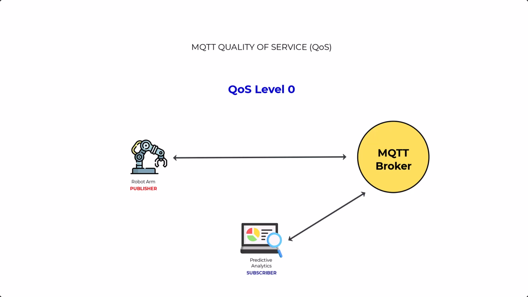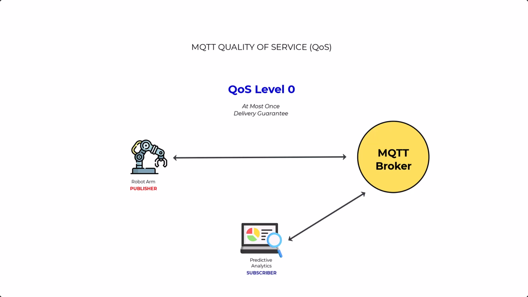QoS 0 is the lowest quality of service in MQTT. When an MQTT client publishes a message with QoS 0, it is guaranteed that the message will be delivered at most once. This means the client will not receive nor expect any delivery acknowledgement from the server. If the message fails to reach the broker on the first attempt, the client will not retransmit it. This approach is commonly known as fire and forget.